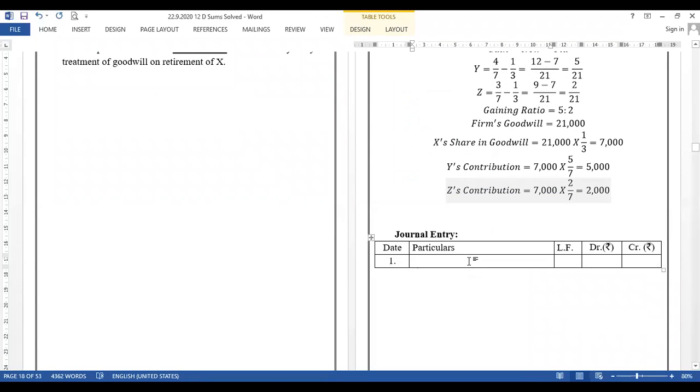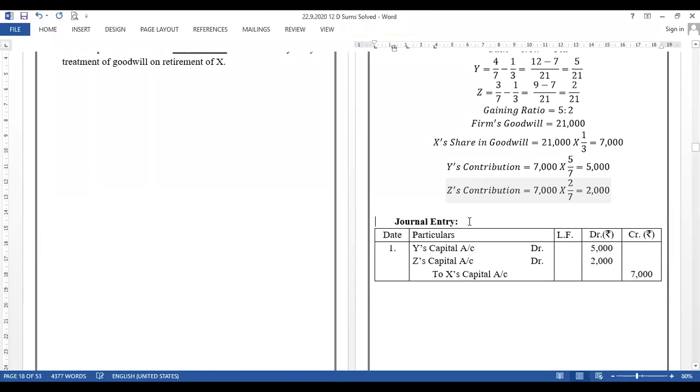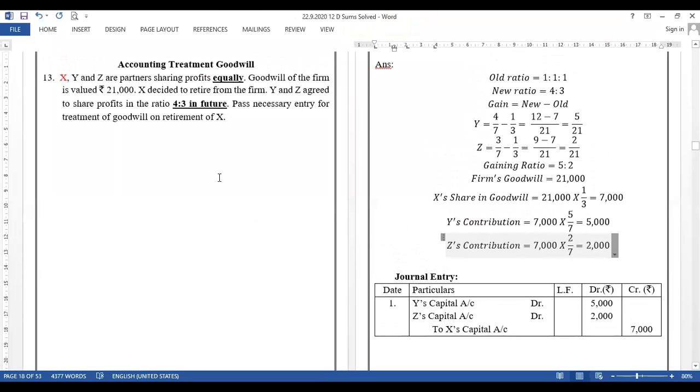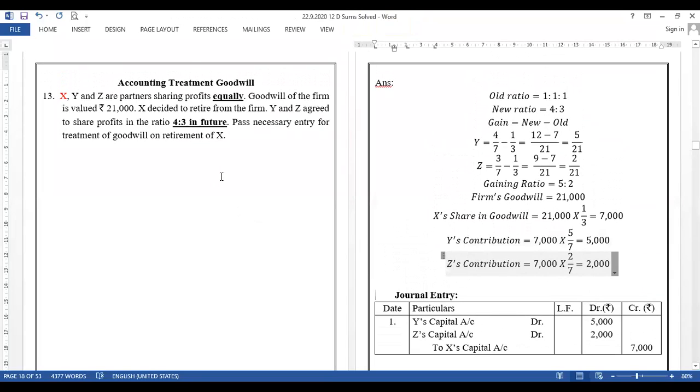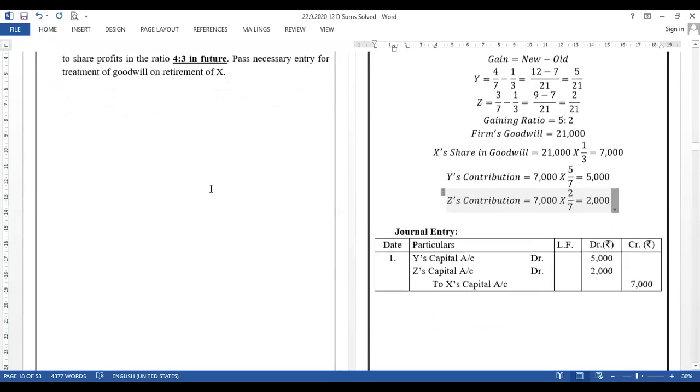So gaining to sacrificing, who is the gaining partner? Y and Z. So Y's capital, Z's capital, to X's capital account. That's all. Amounts are known to us, that is 5,000, 2,000 and 7,000. That's all for the sum. That's all for the journal entry for goodwill. In fact, throughout the chapter of retirement, throughout the chapter of death of partner, ये common है. इससे ज़्यादा कुछ नहीं करना. Gaining ratio, contribution by them in the gaining ratio, and gaining to sacrificing is the only entry required for goodwill in the chapter. Okay, fine.